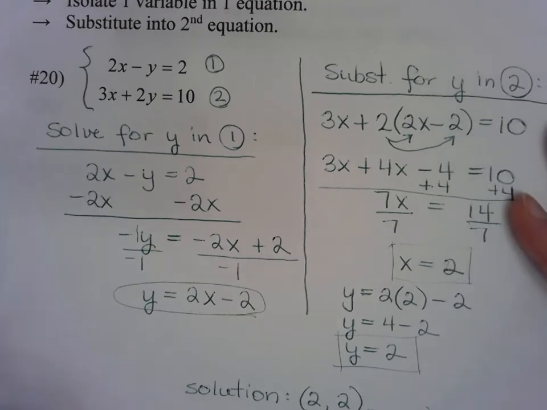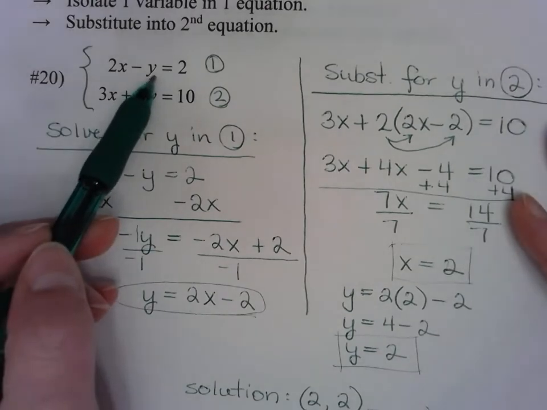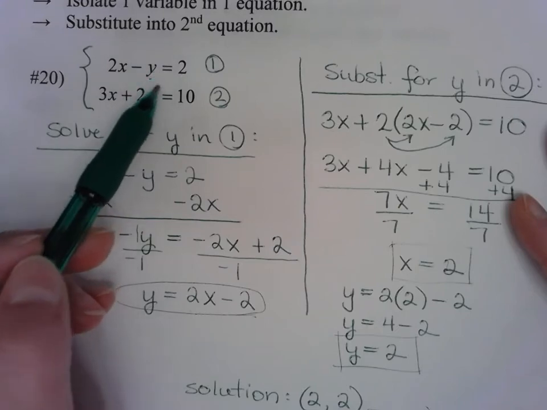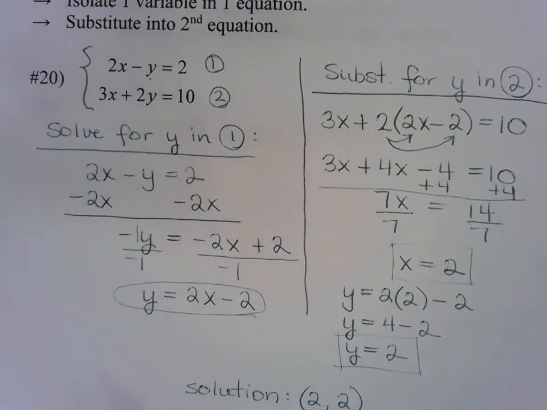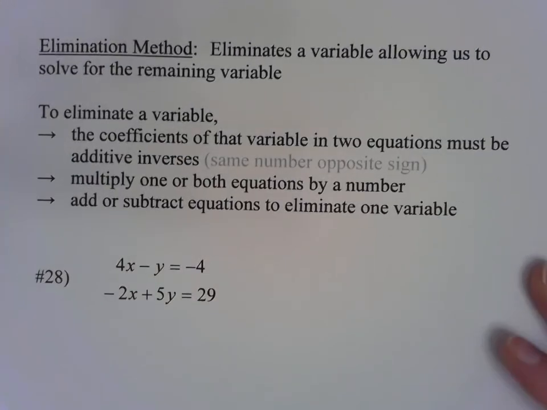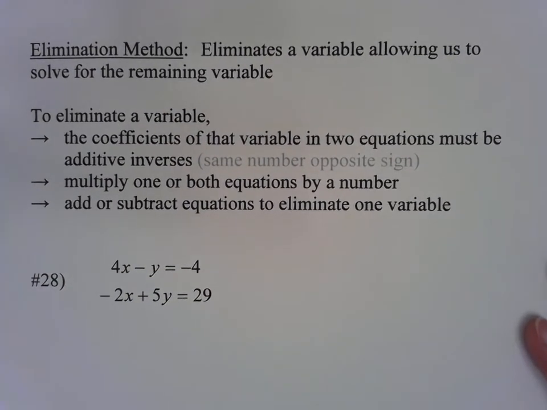And I think it's usually best if you have a variable like this one that doesn't have a number in front. Right? That's a good time to use substitution. The other method we have at our disposal is called the elimination method. This one's a little bit harder to put into words. That's why it looks so wordy right here, but once I show you how it works, it's usually not as daunting as these words look.